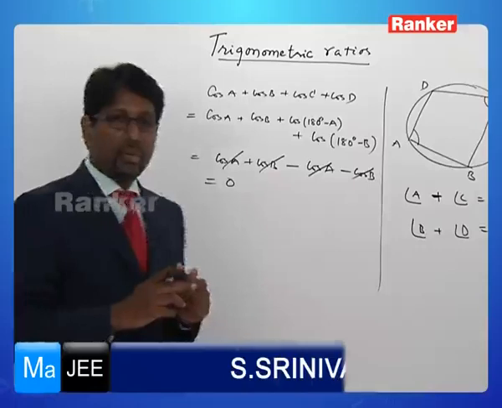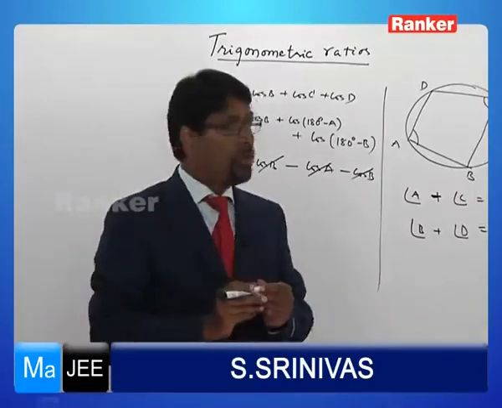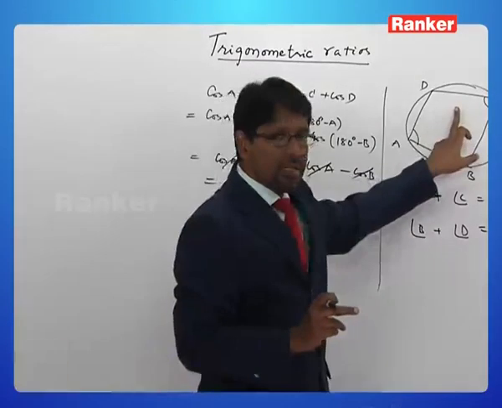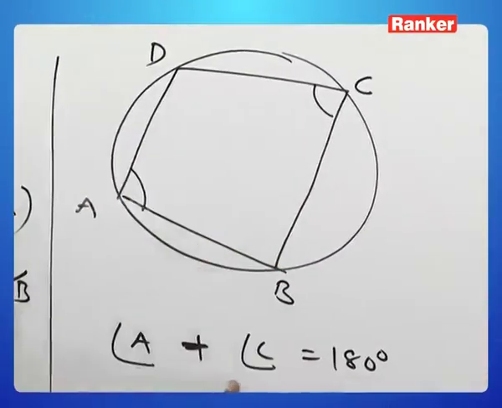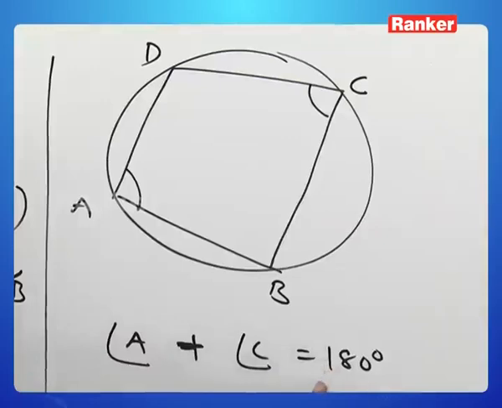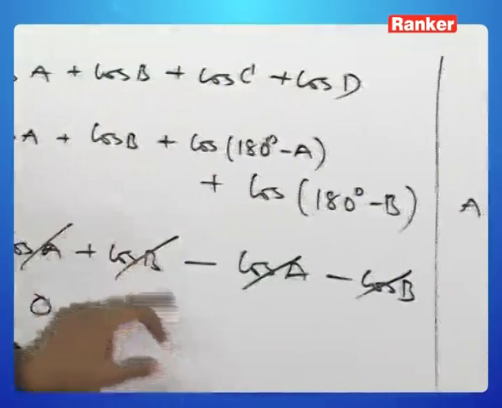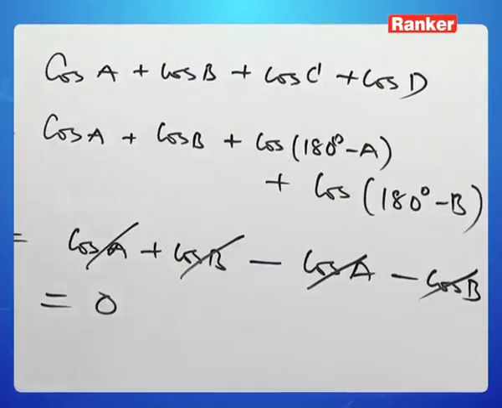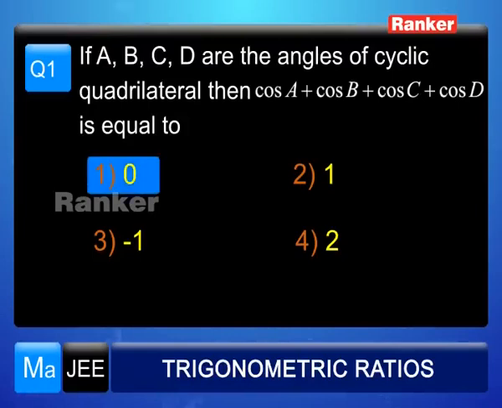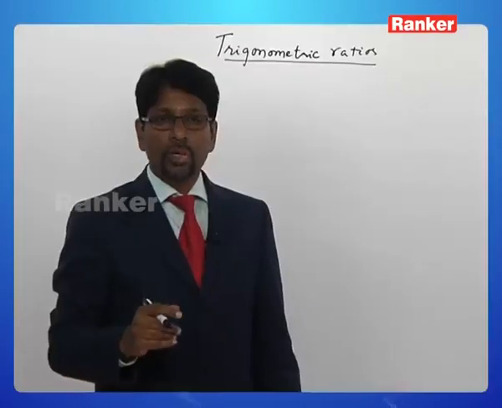So in a cyclic quadrilateral, what is it we know? The opposite angles are supplementary. So A plus C is 180, and C can be written as 180 minus A. Cos of 180 minus A we know is equal to minus cos A. So we have repeatedly applied that, and therefore the answer is 0. That is appearing in option 1. Option 1 is the answer. Let's move on to the next question.